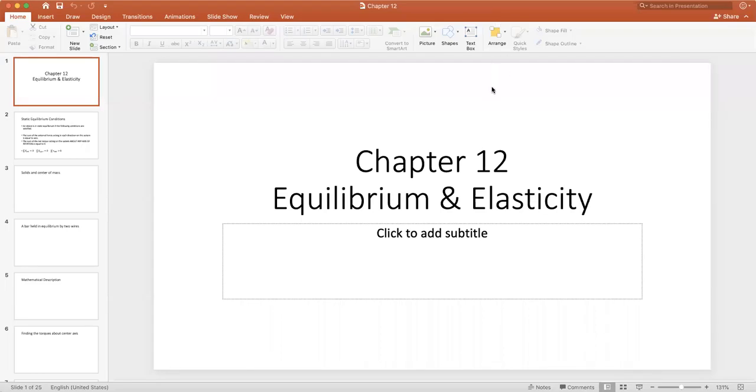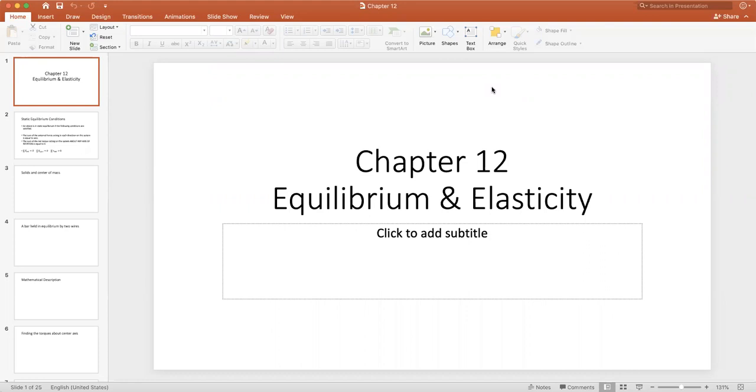Hello, everyone. This is chapter 12, Equilibrium and Elasticity. Today in this lecture, we're going to cover those two topics. I think you're going to find they're much easier to understand and master than what we were previously doing last week. So let's get started with equilibrium.